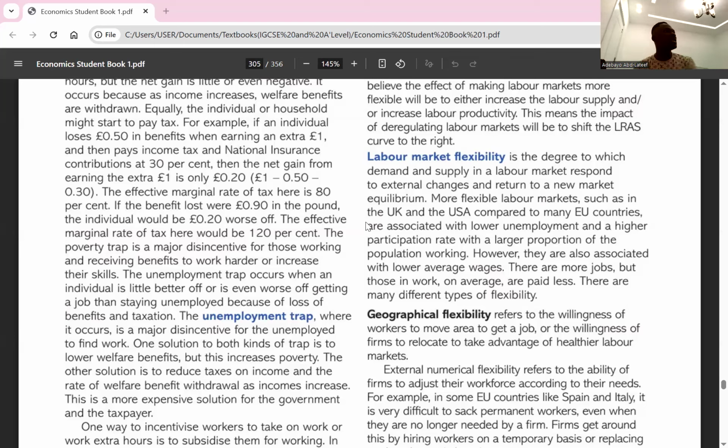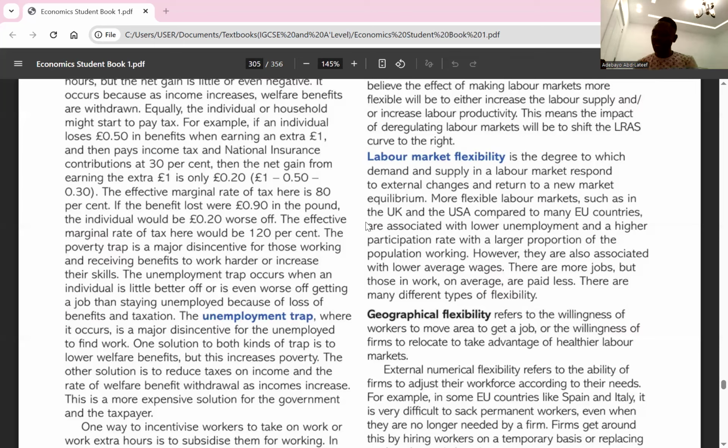So there's geographical flexibility if workers are willing to move from one environment or from one location to another to seek employment, based on the fact that probably there's opportunity abroad, there's opportunity elsewhere that is more beneficial. There are benefits that are more positive in certain areas than where you are. So that might make you want to switch. That is geographical flexibility. Do you understand geographical flexibility here? The ability for a worker to move from one location to another.